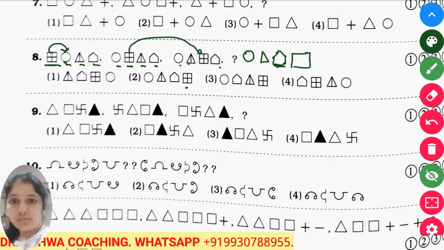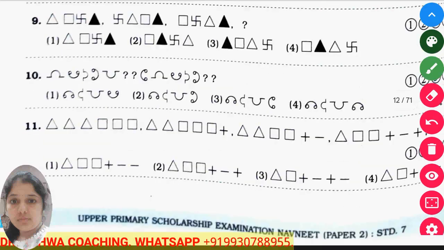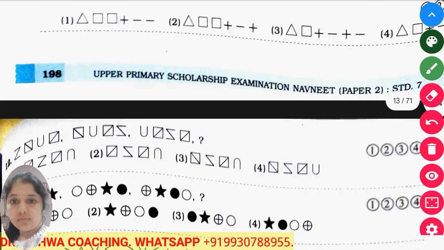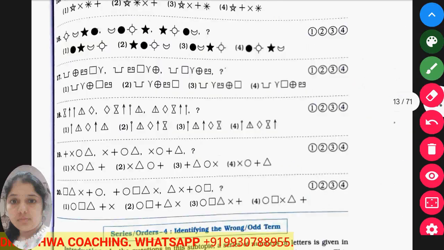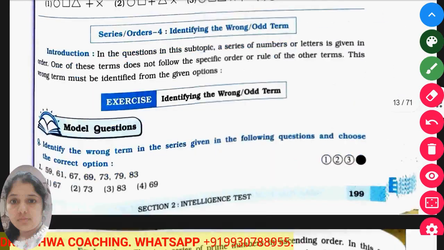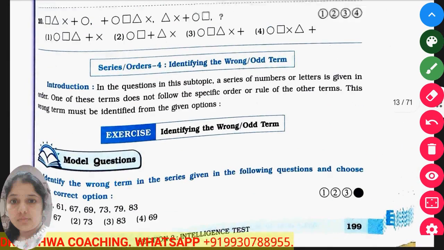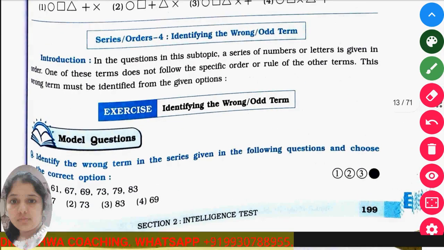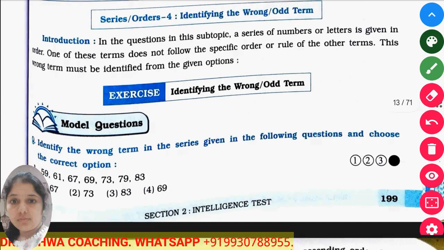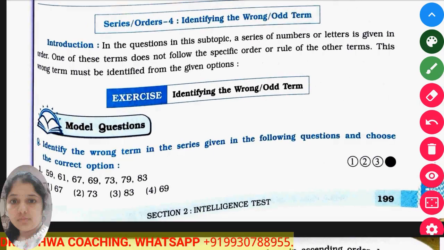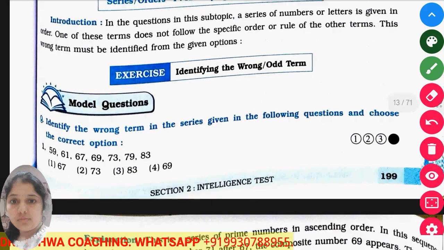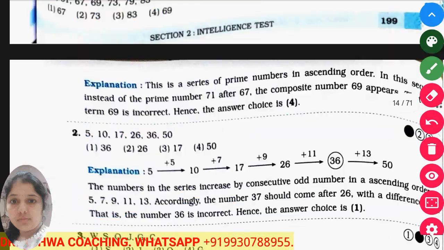So option number 2 is the correct option here. Like this you can solve the problems that are based on series. You look at the pattern carefully and you can find which one will replace the question mark. Now some problems are based on series where one of the terms is wrong or odd, and that wrong or odd term we have to find out.